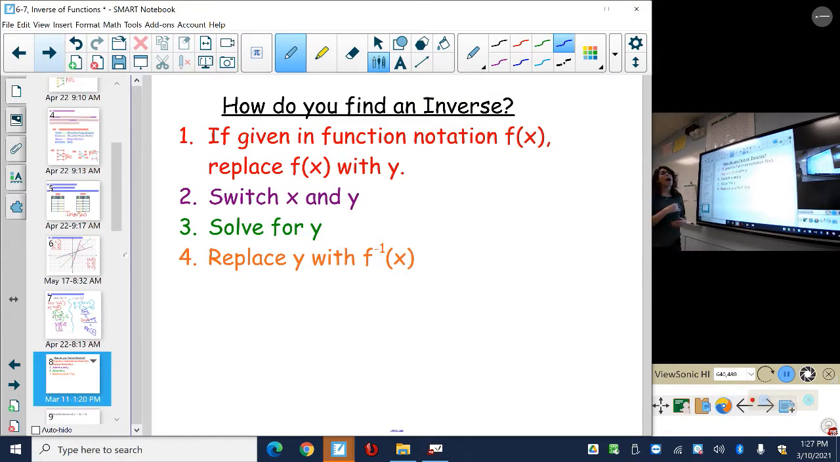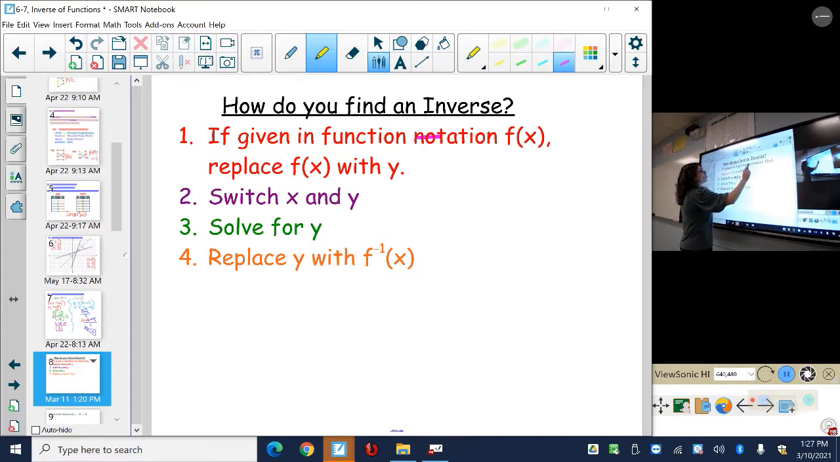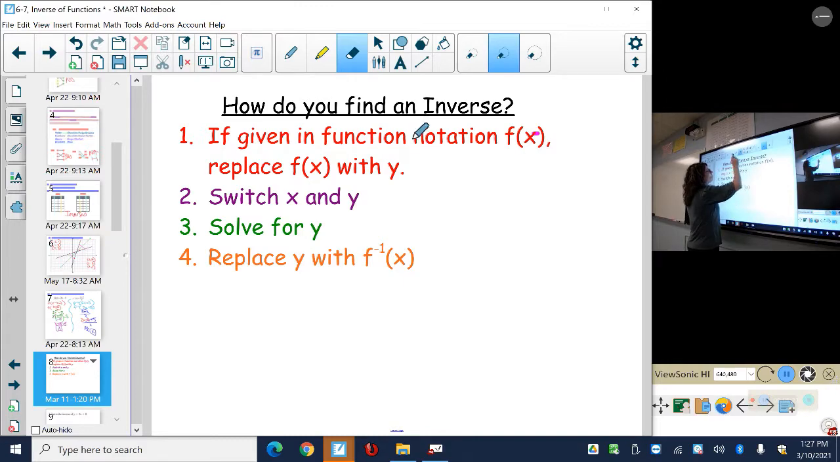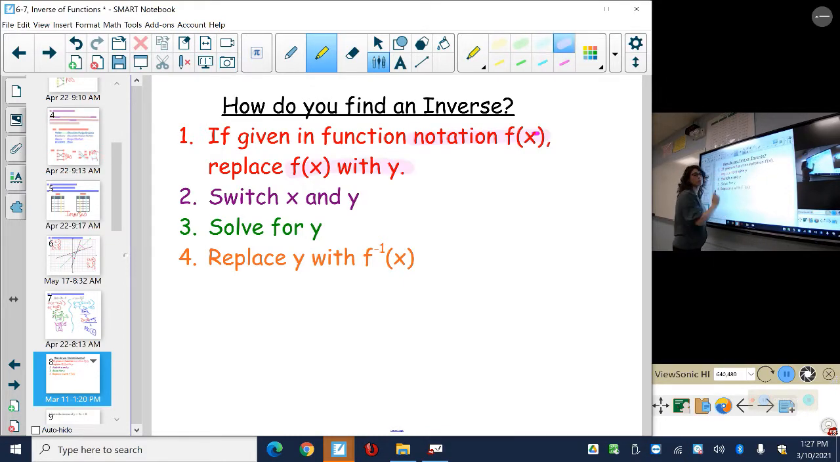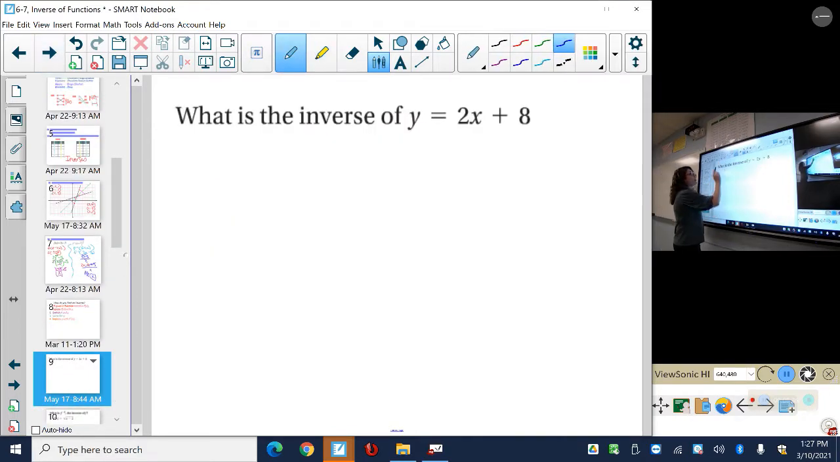Keep going. How do I find an inverse? Well, you're going to replace the f of x notation with y. Then you're going to swap x and y, switch them. Then you're going to solve for y, and you're going to replace y with f inverse of x. So let's do that. Now, I give you y equals 2x plus 8. The first question you have to ask is, does this have an inverse?